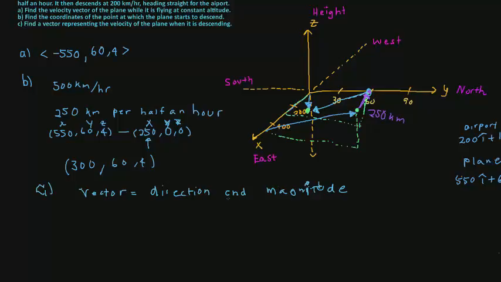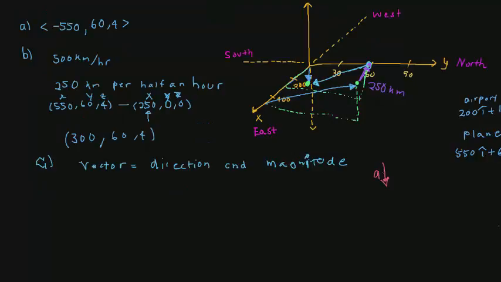But that says magnitude. Okay, so now we find a vector representing the velocity of the plane when it is descending. So this is positive A vector, and then we have the descend up in the X, Y, and Z axes, but the A is only on the X and Y axis. So we have a descent here, right? So we have to connect this.